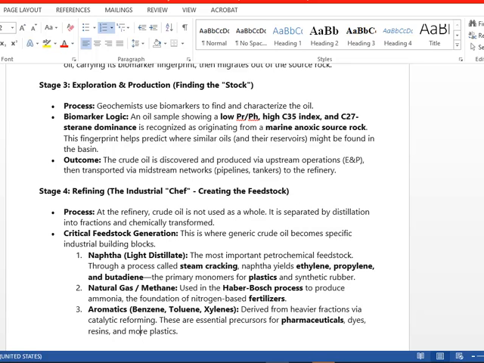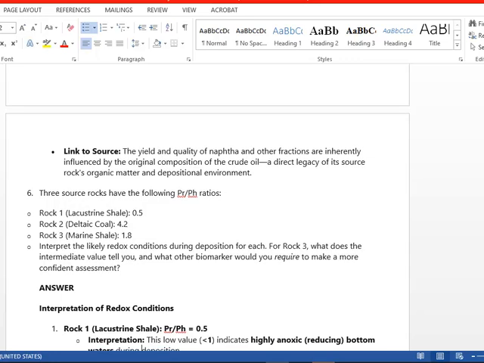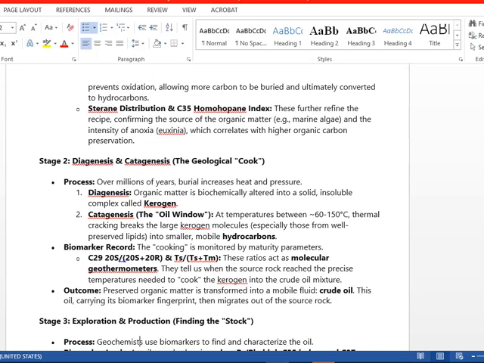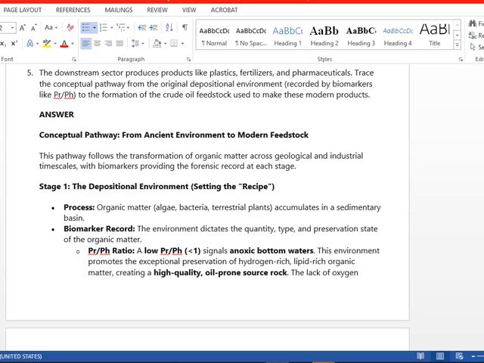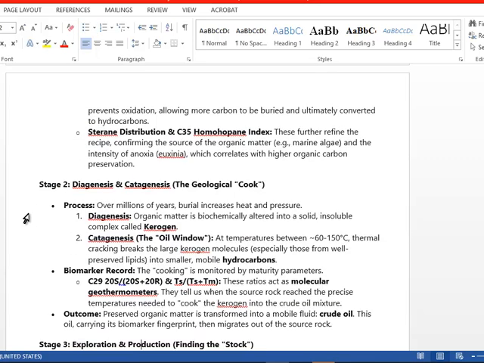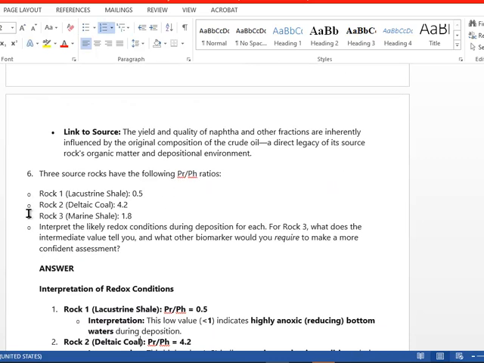Stage four is the refinery. At the refinery, crude oil is not used as a whole. It is separated by distillation into fractions and chemically transformed. That's stage four. When it is refined, that's when we get our final product. So that's the conceptual framework. All I need is just the process, so stay on the process. So that's it for that question.